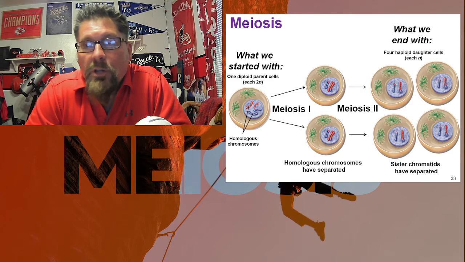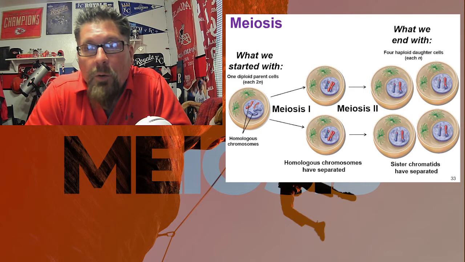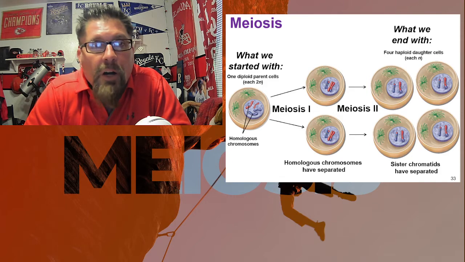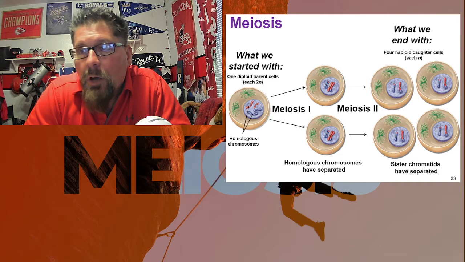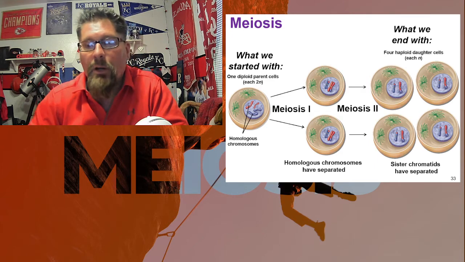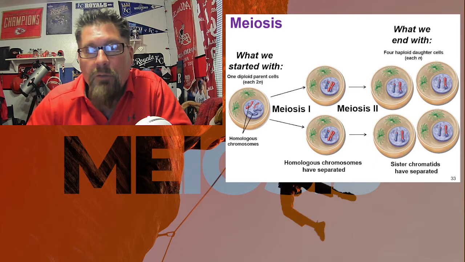Okay, so just again a reminder of what we've got going on here. We started off with the 1 cell. We went through meiosis 1 to get 2, and meiosis 2 to get 4, with as much variation as possible. 4 haploid cells, meaning 1 set from each parent.